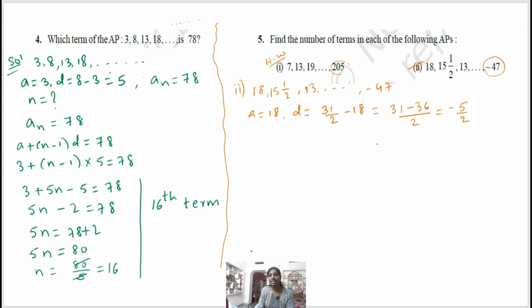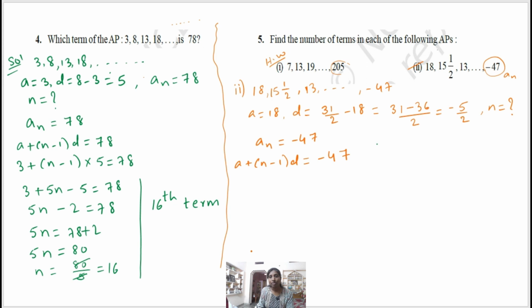Now minus 47 is what? Let it be an, the nth term. Then we have to find out what n is here. Here an is given. an is equal to minus 47. So a plus n minus 1 into d. Put the formula on the left side and write the value minus 47 here.